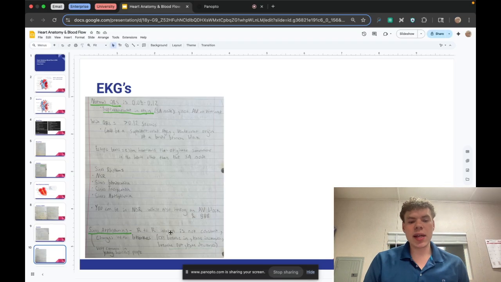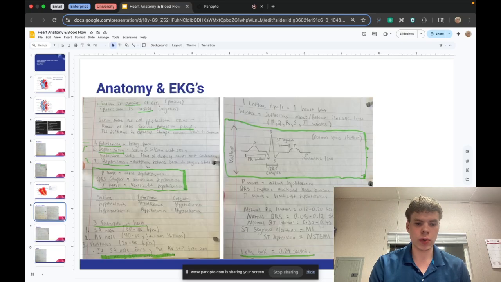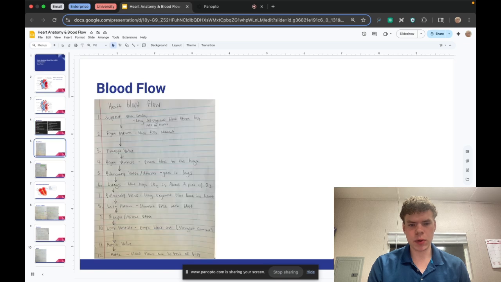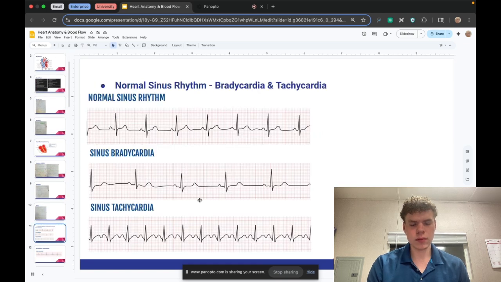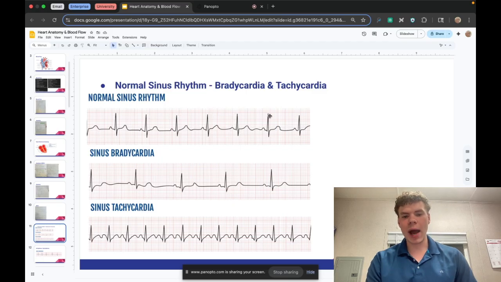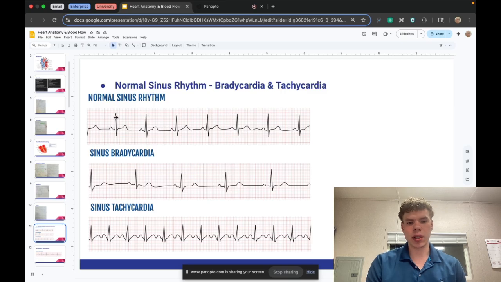So if someone says they have a sinus arrhythmia, that means the R to R is not constant, right? For example, this is a normal rhythm, right? So you have your P wave, your QRS, and then your T wave. Think of the R here as this top point here, right? So one thing when you're looking at an EKG to know if it's normal or abnormal is look at the distance between each R to R, right? As you can see here, the R to R is equal, meaning that it's normal.